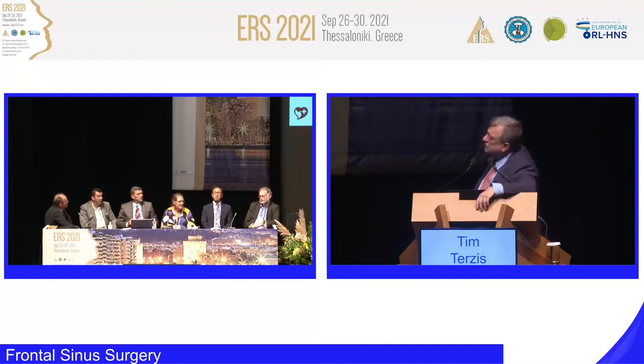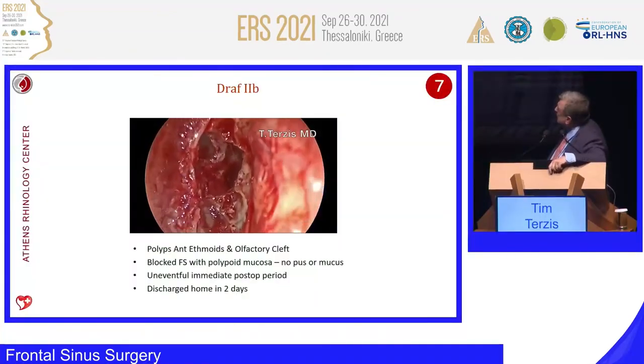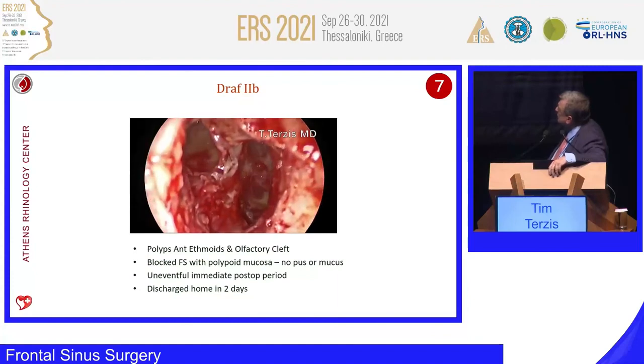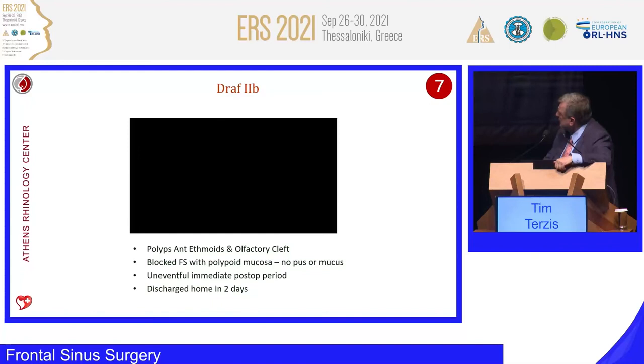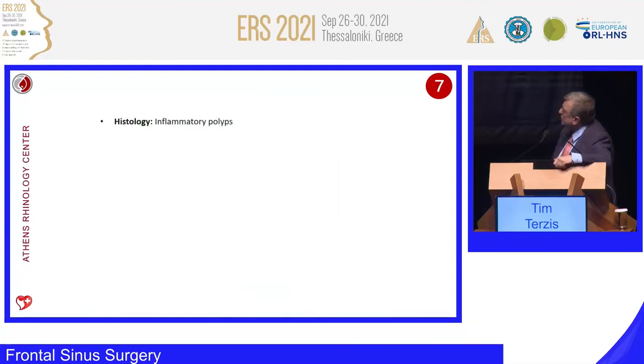Anybody else want to comment? Biopsy, yes. So we did a biopsy by a Draf 2 procedure. That's the Draf 2. That's the opening to the other sinus as well, just in case. Polyps, anterior ethmoids, olfactory cleft. Everything was okay. Discharged home in 2 days. Histology: inflammatory polyps.